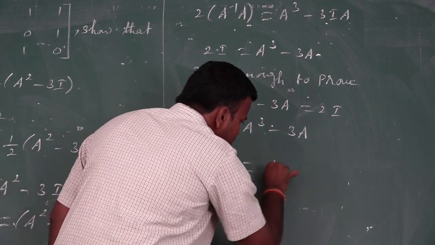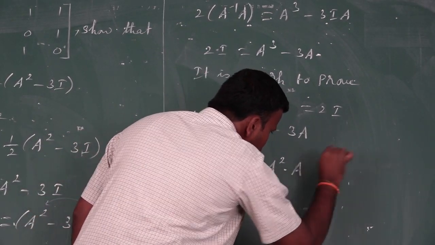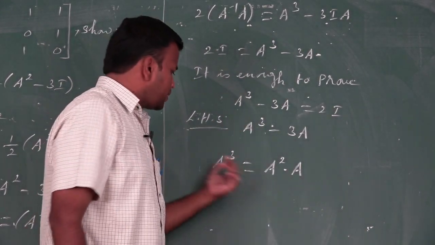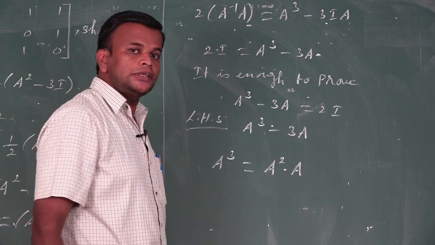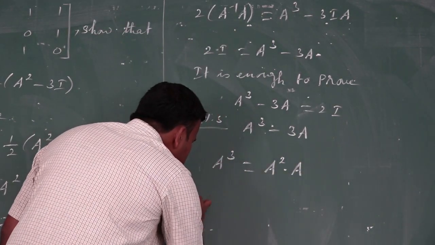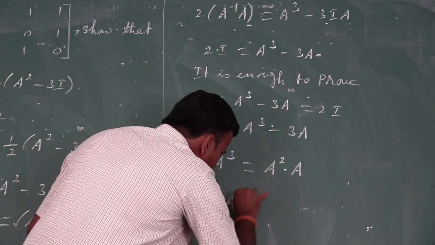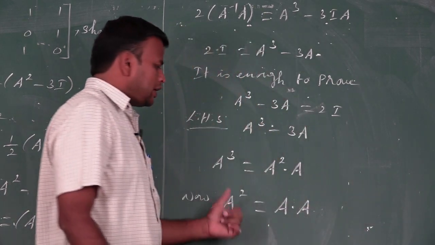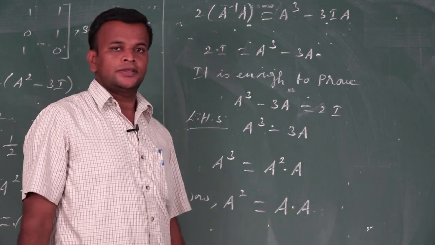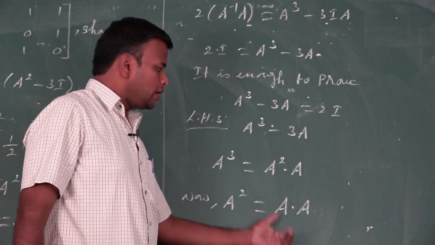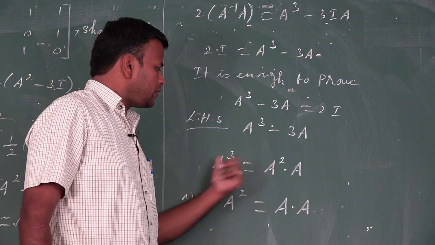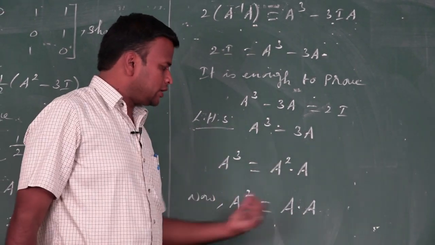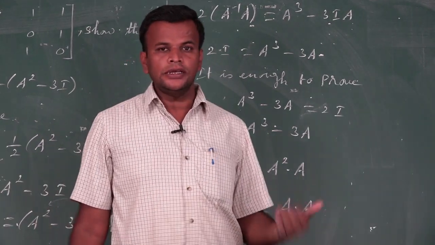How to write A cube? The value of A cube is A square into A. So we do 1 by 1. We write A cube as A square into A. Here we find A square. We write A square as A into A. So A into A is A square, and then this A square is multiplied by A, we get A cube. So we do 1 by 1. So first we find A square, the value of A square is A into A.